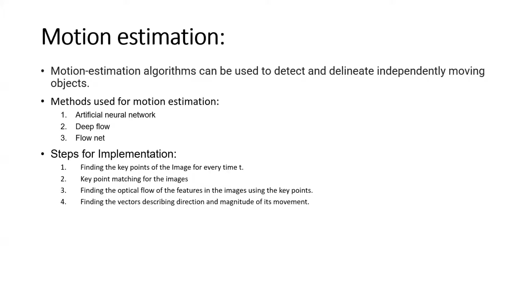Firstly, we find the key points of the image in the video sample for every time t. Then we try to match the key points for all the image samples using a common and efficient technique called ORB, which I have explained in my earlier presentation. Then we find the optical flow from the key point features of the images. Then we get the vectors describing the direction of motion of that object.